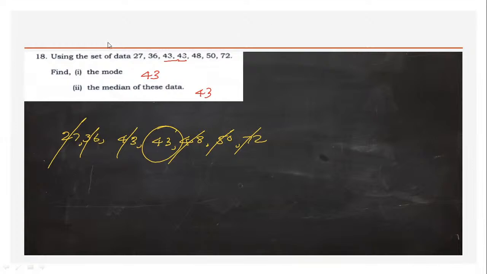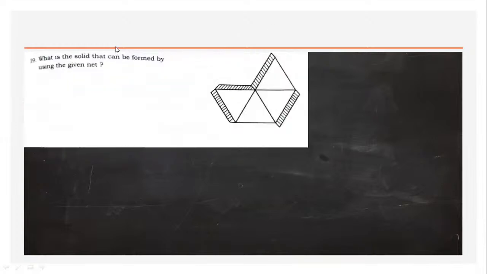Next question. What is the solid that can be formed using the given net? This is a regular tetrahedron, right? Regular.